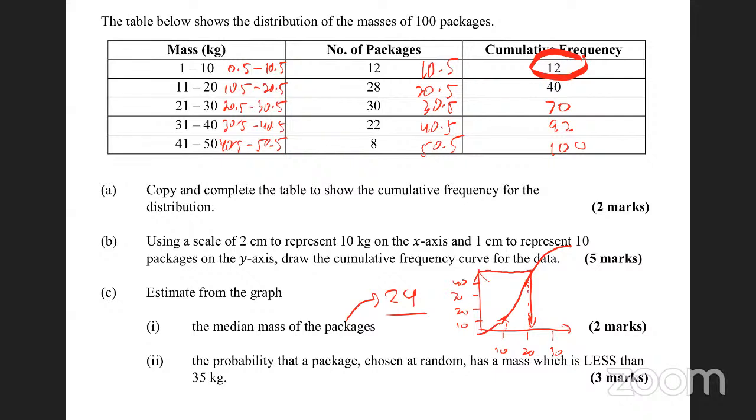Find the lower quartile, upper quartile. The lower quartile is where? At what value? If it's 100, divide by 4. That's 25, right? Upper quartile will be at 100 times 3/4. So that'll be 75.